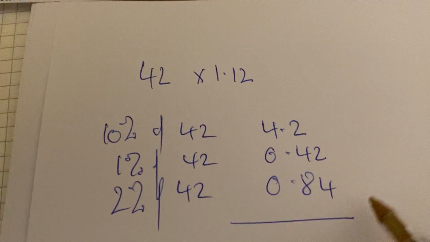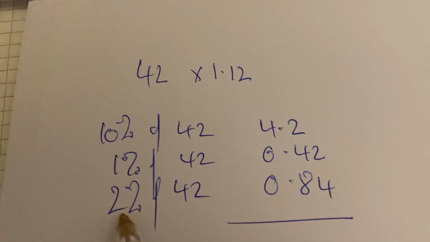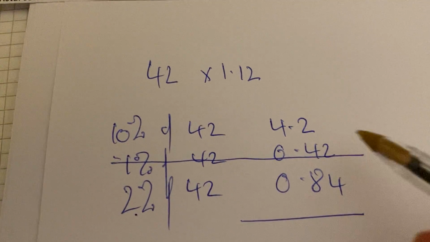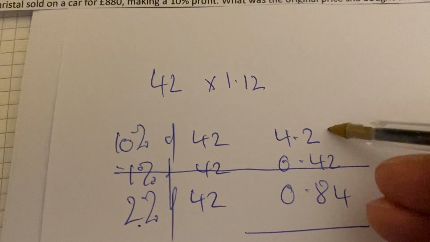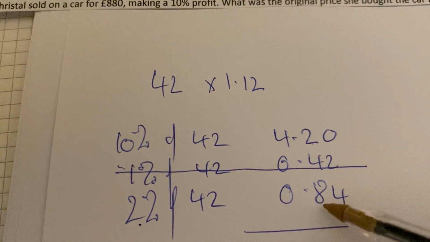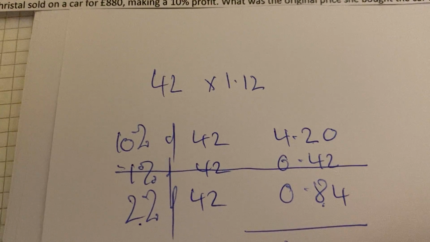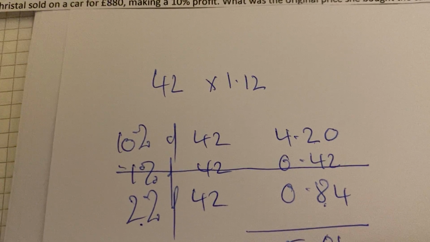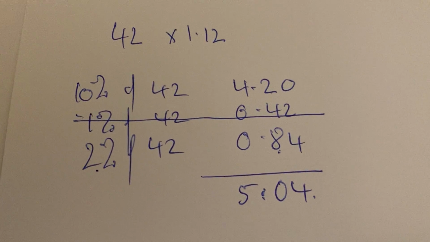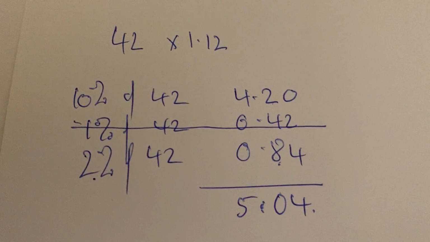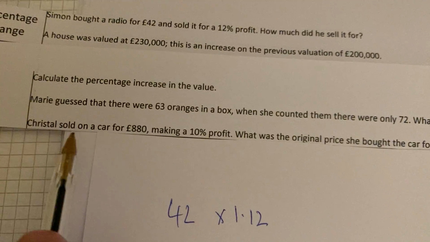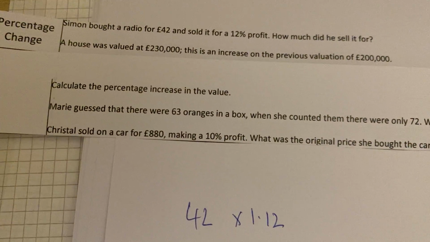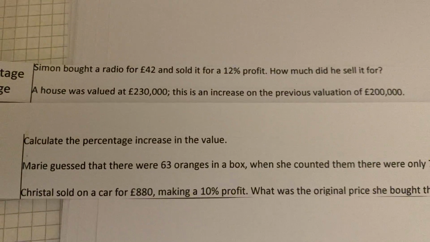So now I'm going to add it all together. I want the 10 and the 2, so I don't care for that one anymore. Adding that together, put the pennies there, that's 20p plus 80p, that's £1. So it's £5.04. Sounds funny, isn't it? £5.04, there you go. And that's how much you sold it for. Cool.